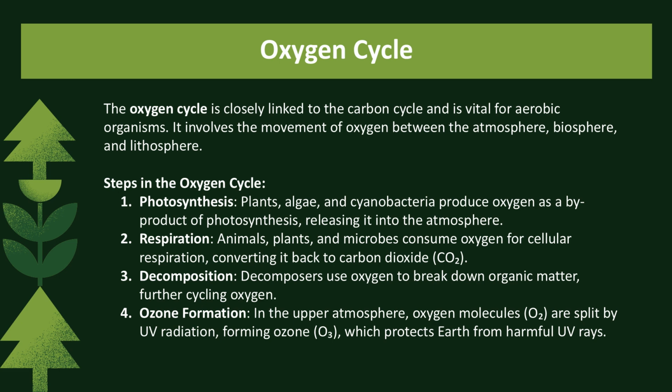The oxygen cycle is intimately connected to the carbon cycle and is vital for aerobic life. Through photosynthesis, plants and other producers release oxygen into the atmosphere. Animals and other organisms use this oxygen for respiration, producing CO2. In the upper atmosphere, oxygen forms ozone, creating a protective layer against harmful UV radiation. This cycle demonstrates the beautiful balance between producers and consumers in maintaining atmospheric oxygen levels.